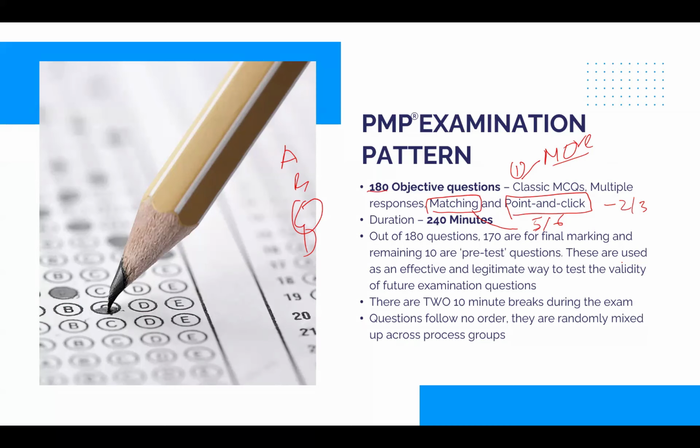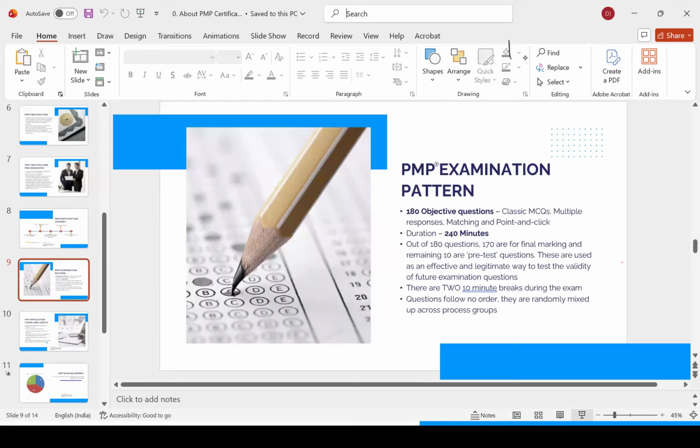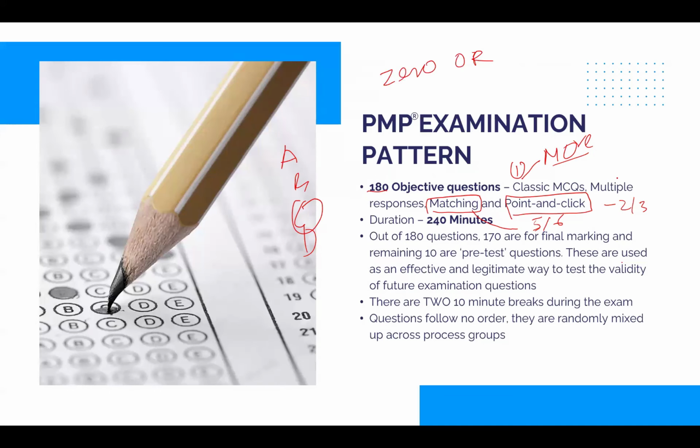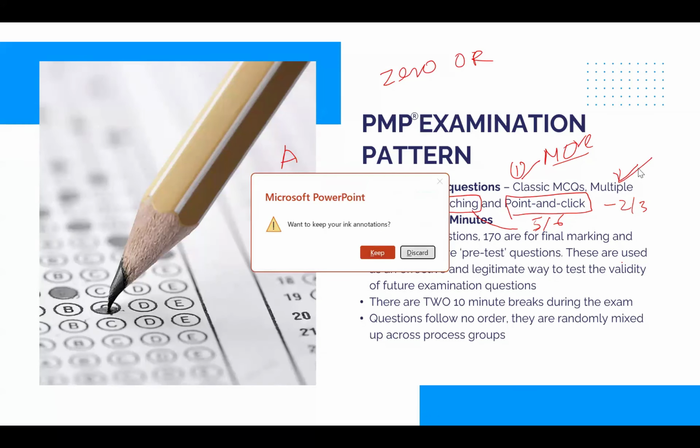Exact breakup and partial marking as well. Like for multiple response, suppose we have to choose 2 and we choose 1 correct and 1 incorrect. No partial mark, 0 or 1. Okay, 0 or 1. So you are not the only one. Everyone hates multiple response. Yeah, can't help.